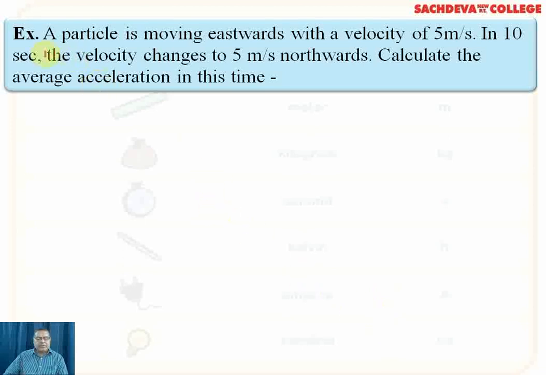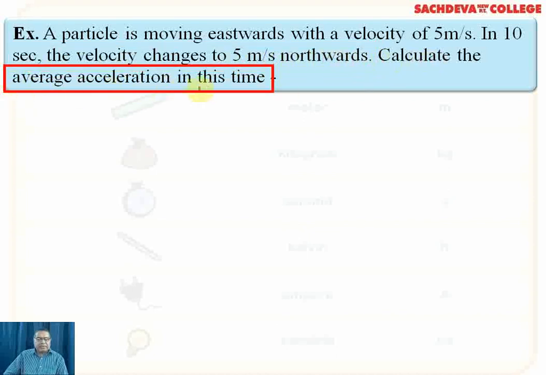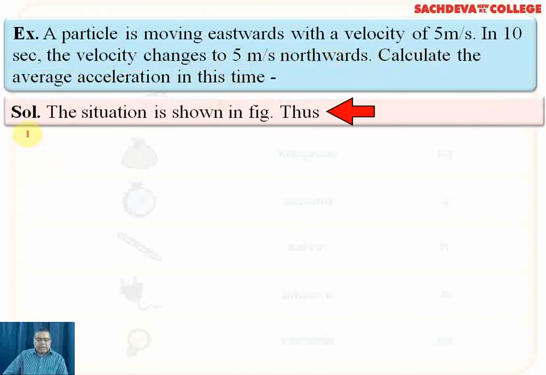In the next question, a particle is moving eastwards with the velocity 5 meter per second. In 10 seconds, so time is given and the velocity in the direction east is given, the velocity changes to 5 meter per second northwards. Calculate the average acceleration in this time. And now we can see the figure. The whole thing is given in the figure.